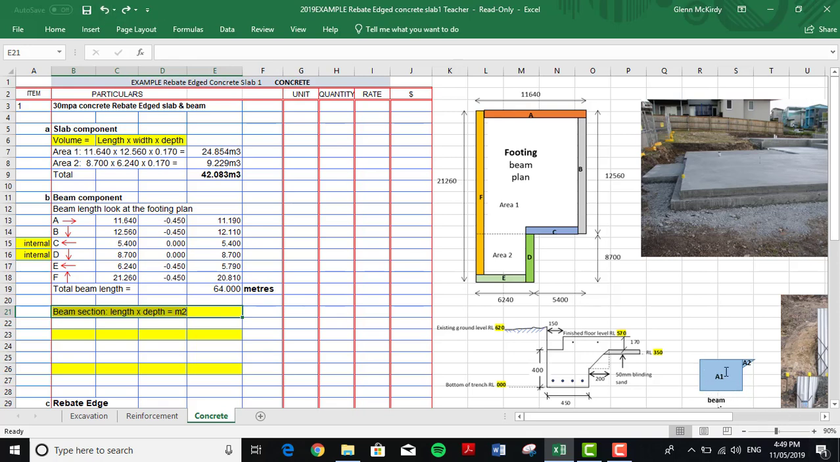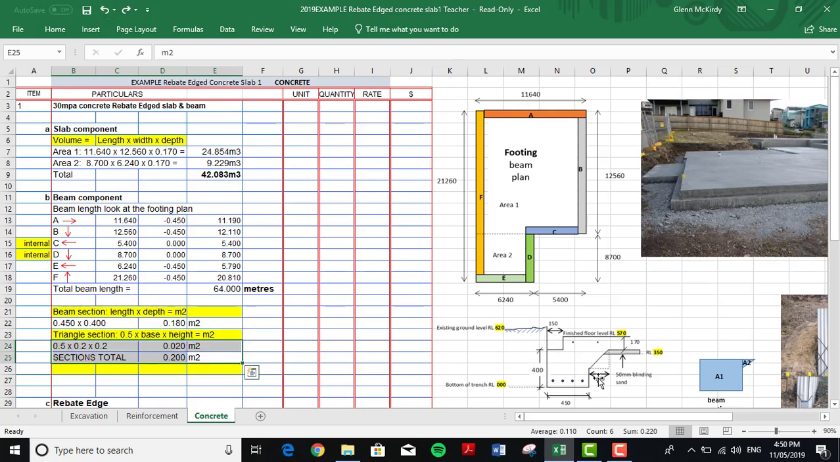We've got to calculate this beam section because that's the beam section there, and that's got concrete in it. So we just calculate that area, and then we times it by the length. So our beam section is 0.45 by 0.4. There we have it there. That gives us a total of 0.18 meters squared. Then our triangle, we've got a formula of half the base times the height.